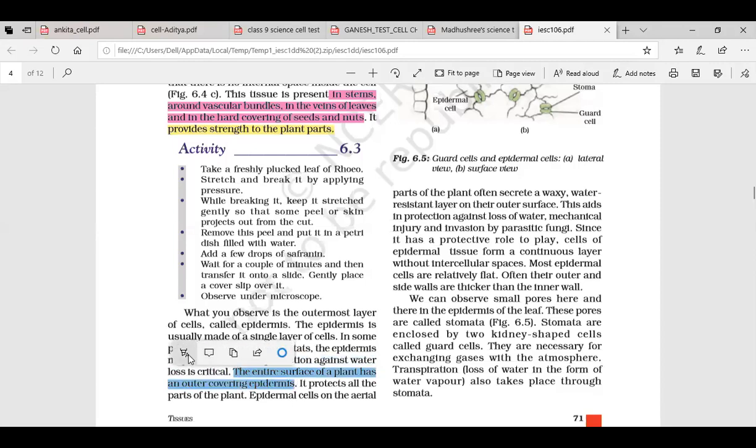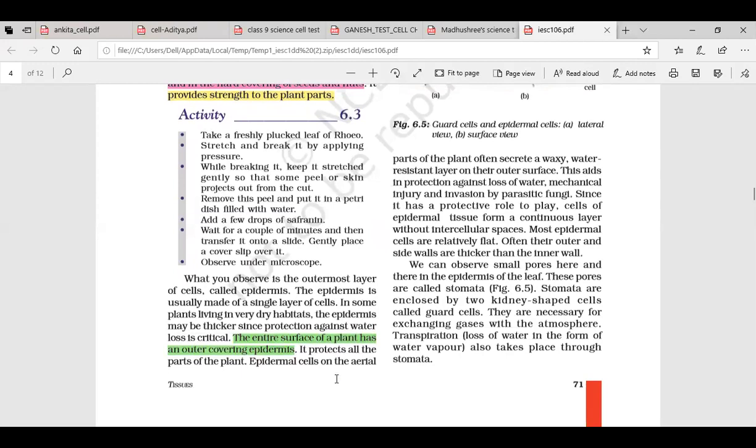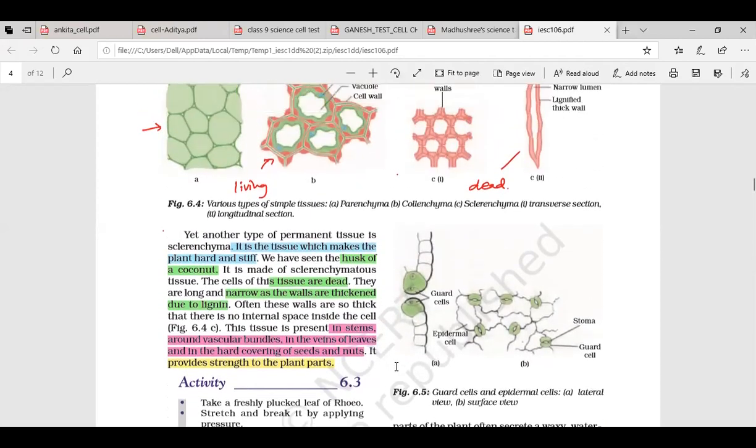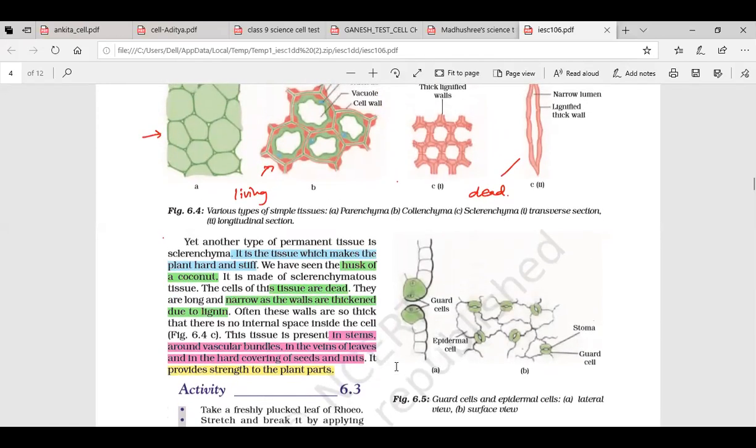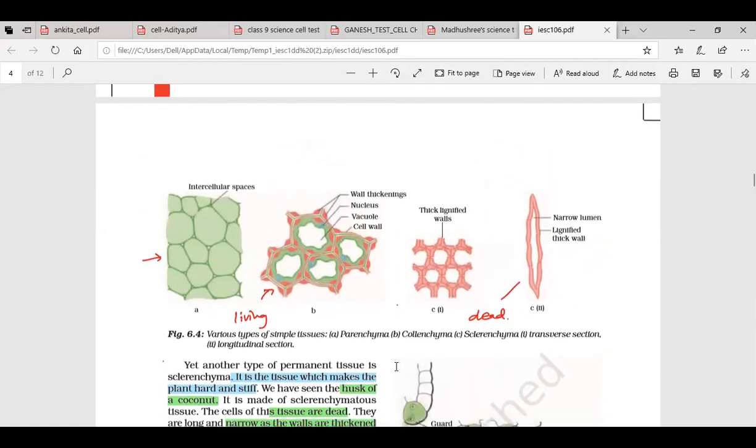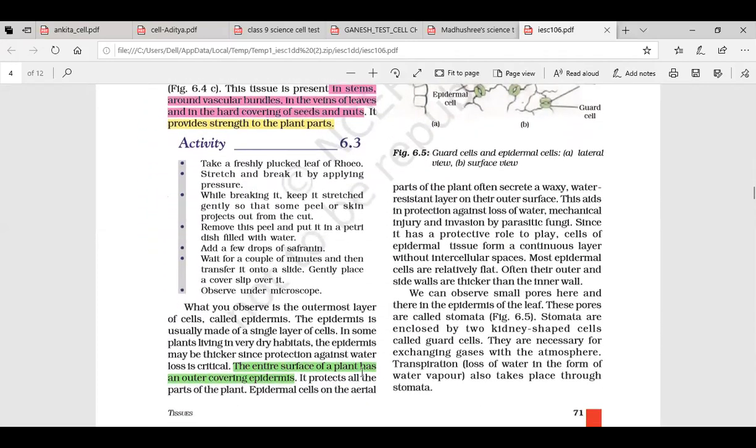The entire surface of the plant has an outer covering called epidermis. It protects all the parts of the plant when it is young. Epidermal cells on the aerial parts are covered with wax, not vaccine, it's wax. The aerial parts of plants often secrete a waxy, water-resistant layer on their outer surface. This aids in protection against loss of water, mechanical injury, and invasion by parasitic fungi.